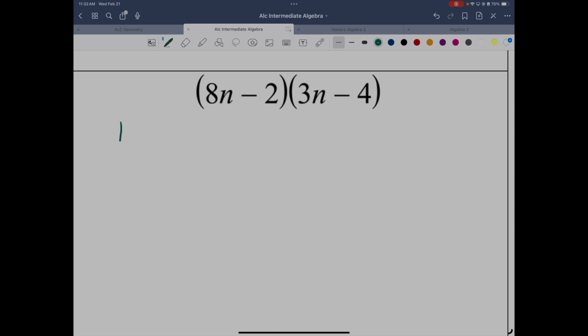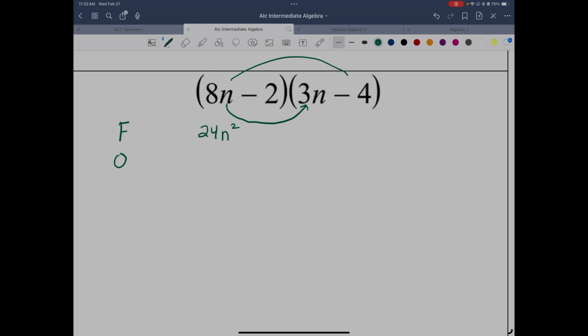So FOIL is first. So we're going to take 8n times 3n. And I'm just going to do it. 8 times 3 is 24. N times n is n squared. Now we're going to do the outside. Guys, 30 more seconds.